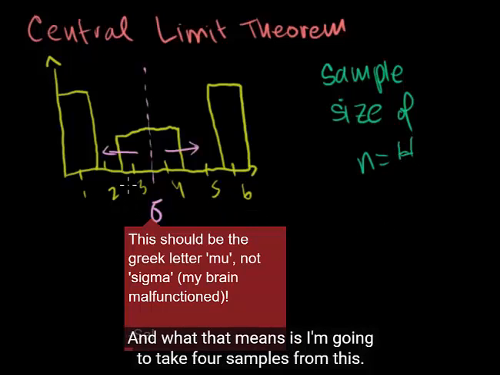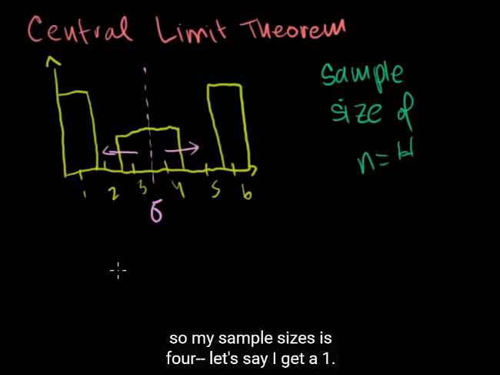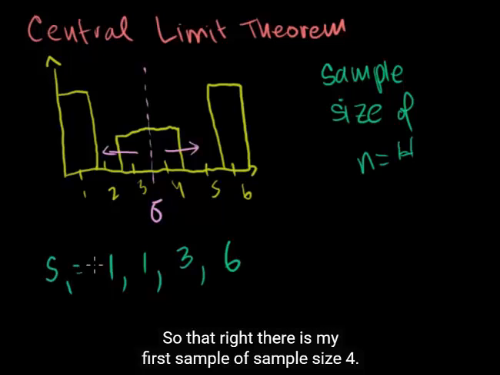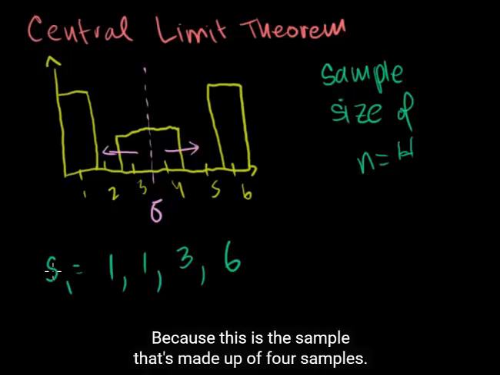And what that means is I'm going to take 4 samples from this. So let's say the first time I take 4 samples, so my sample size is 4. Let's say I get a 1, let's say I get another 1, and let's say I get a 3, and I get a 6. So that right there is my first sample of sample size 4. And I know the terminology can get confusing because this is a sample that's made up of 4 samples.